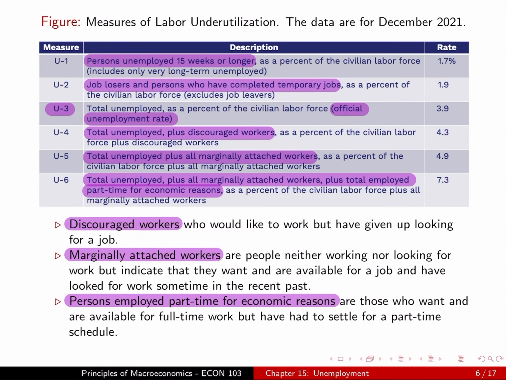Please note that discouraged workers are the individuals who would like to work but have given up looking for a job. Marginally attached workers are the people who are neither working nor looking for work but indicate that they want and are available for a job and have looked for work sometime in the recent past. And persons employed part-time for economic reasons are those who want and are available for full-time work but have had to settle for a part-time schedule.